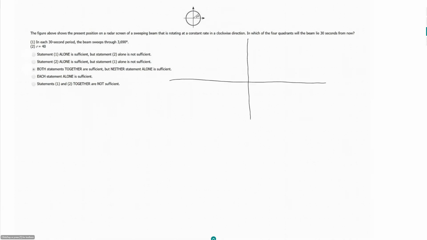So we get this, and then what are our quadrants? Our quadrants are ordered in a counterclockwise direction. So this is 1, here's 2, 3, and 4. And our beam is moving like this, clockwise. So what do we know about this?